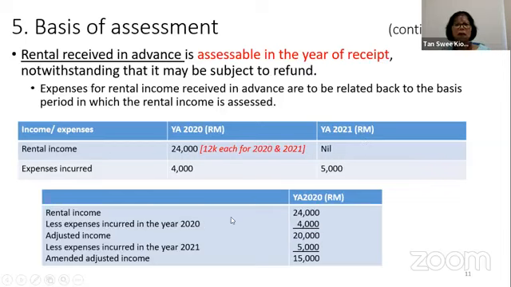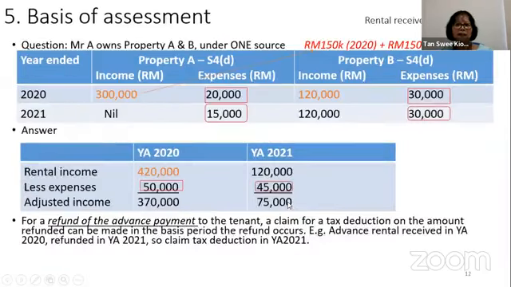This scenario applies when the landlord only has one property, you have no other rental income to offset these expenses. How about we look into another example? Mr. A owns property A and B under one source. So year 2020, property A got income 300,000. Then expenses 20,000. But this 300,000 is 150,000 for year 2020, and 150,000 for rental received in advance for 2021. That's why year 2021 has nothing ready. And expenses incurred 2020, 20,000, 2021, 15,000.